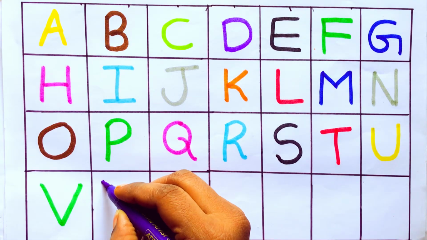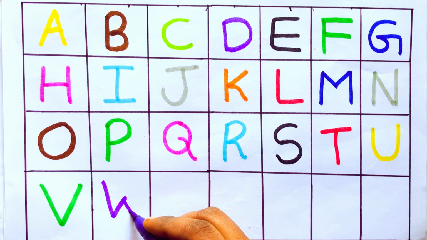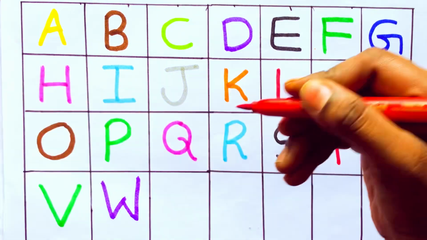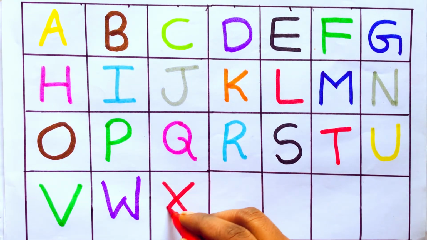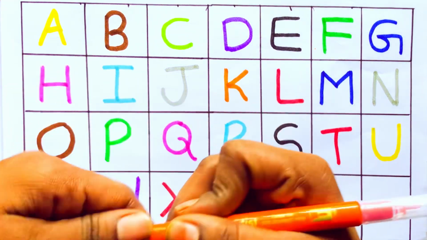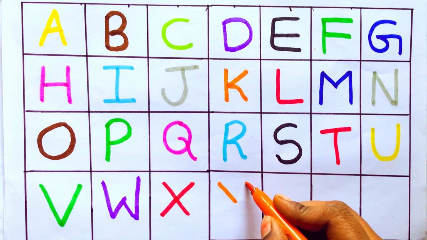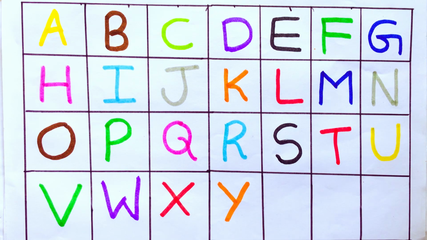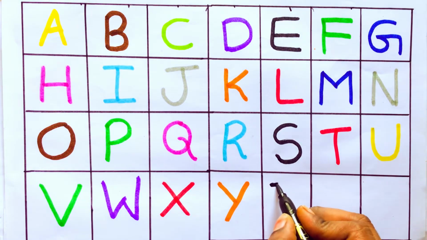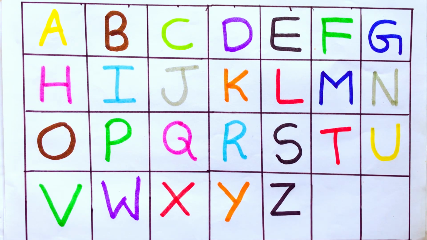Violet color, W for wonder. Red color, X for Xerox. Orange color, Y for yellow. Black color, Z for zebra.